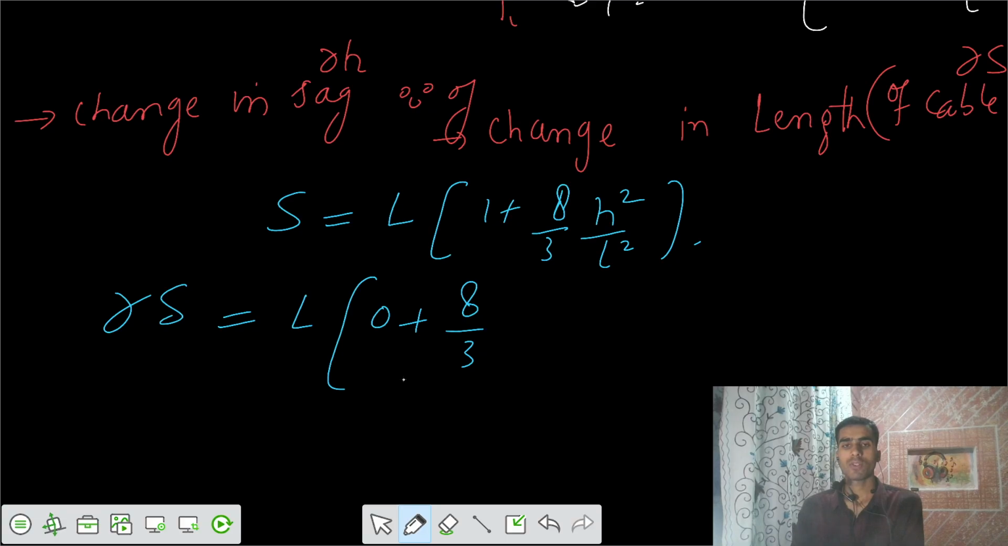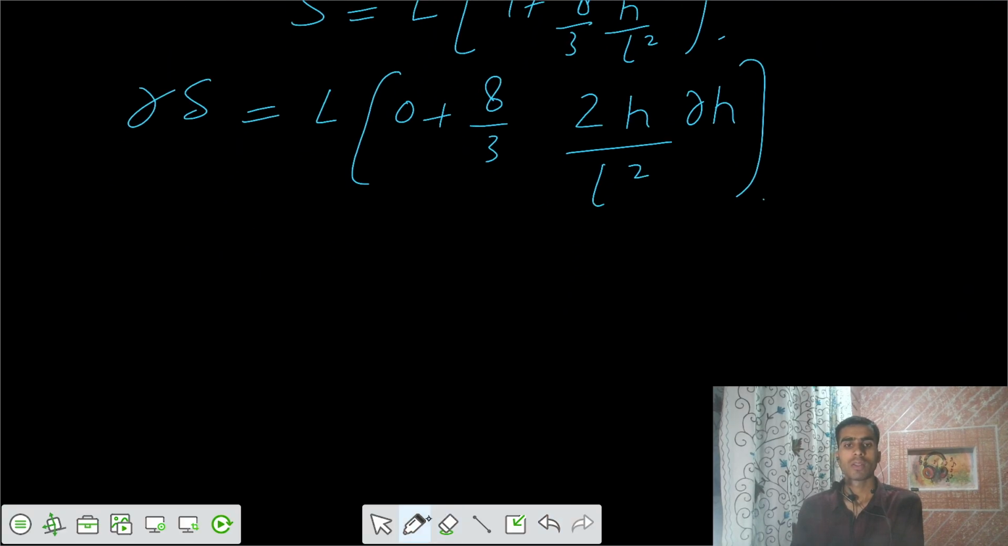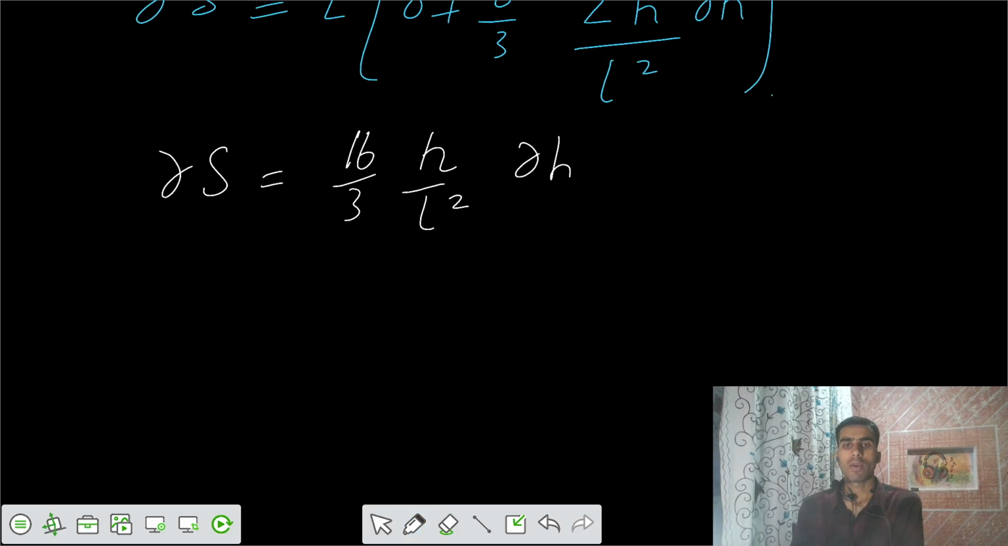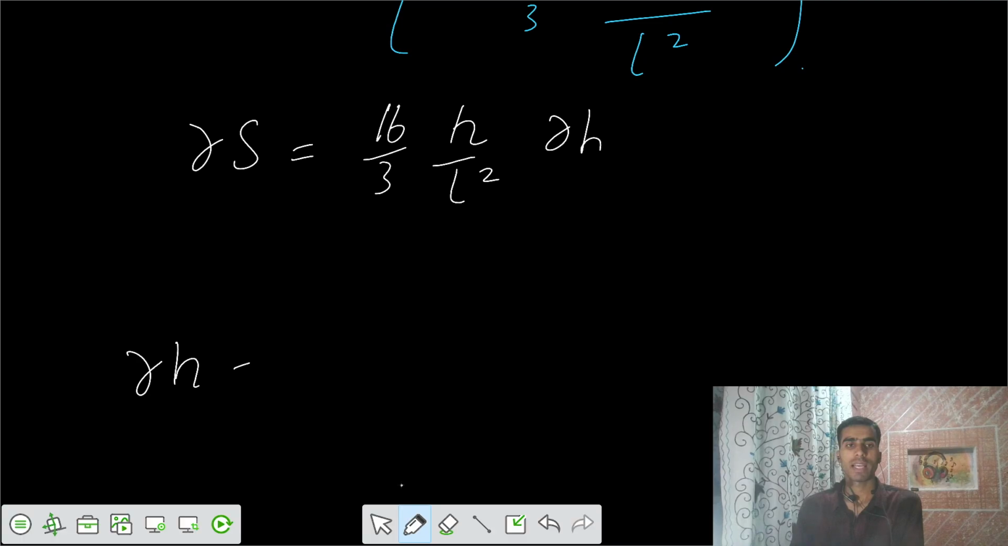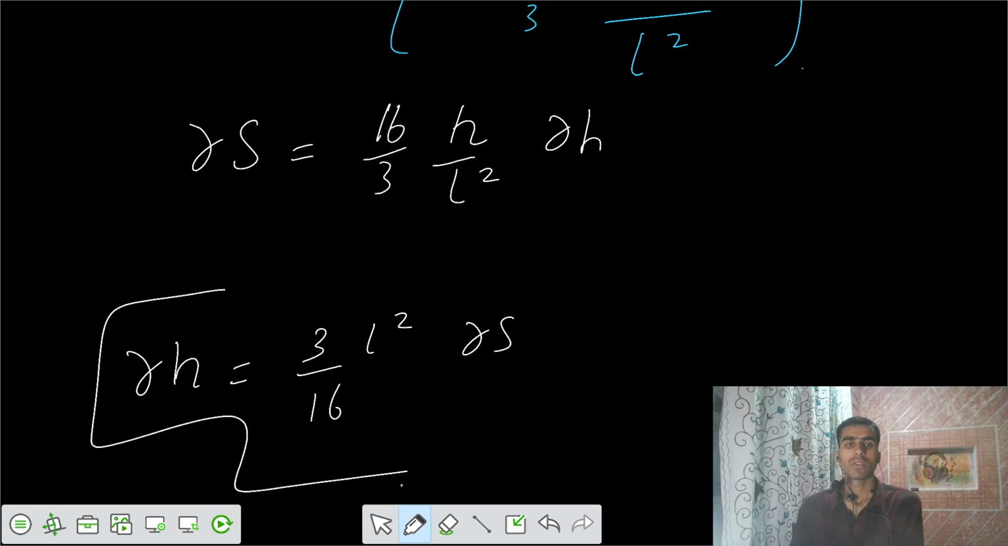if I differentiate this sag also, I would say 2 times h and some dou h, change in h, divided by L²). So I can have some equation of that change in length. Because of the change in length, we have change in sag. So I would write that as 16/3 h/L² and dou h. So if I ask what is the change in sag, I would say change in sag equals 3 times L² by 16 and change in length. So this is the result we have.